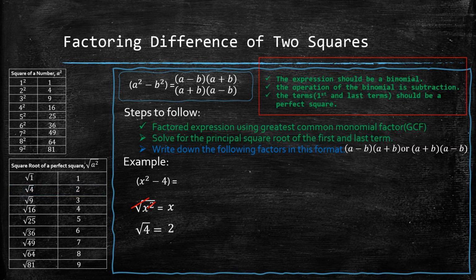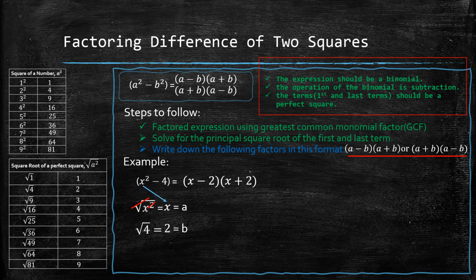Okay, check na. Next is, write down the following factors in this format. So, meaning, imo ra siyang isulat sa kana nga format. Okay, kana. So, isulat na nato. Your A is x, tanawa. Your B is 2. So, i-substitute lang na nimo dito sa atong format. So, we will have x minus 2 times x plus 2. Again, pwede na nimo magkabaliktad, x plus 2 or x minus 2.